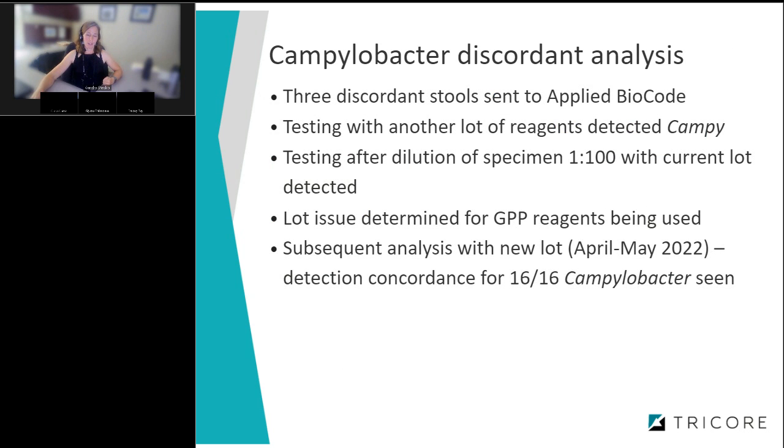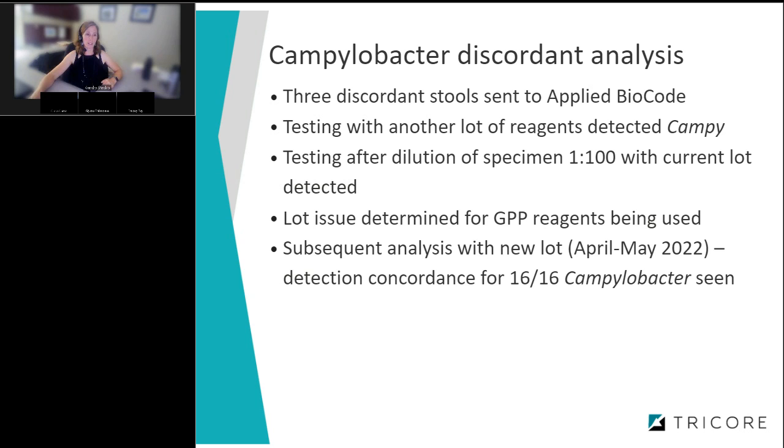One fortunate thing about working with Applied BioCode is that they're very proactive in supporting the work that we perform. Fortunately, we were able to capture 3 discordant stools and send them to the Applied BioCode team. They tested these with another lot of reagents and confirmed detection of Campylobacter. They tested them after dilution with the current lot and also were able to detect Campylobacter. So they determined this to be a lot issue for the GPP reagents that we were using.